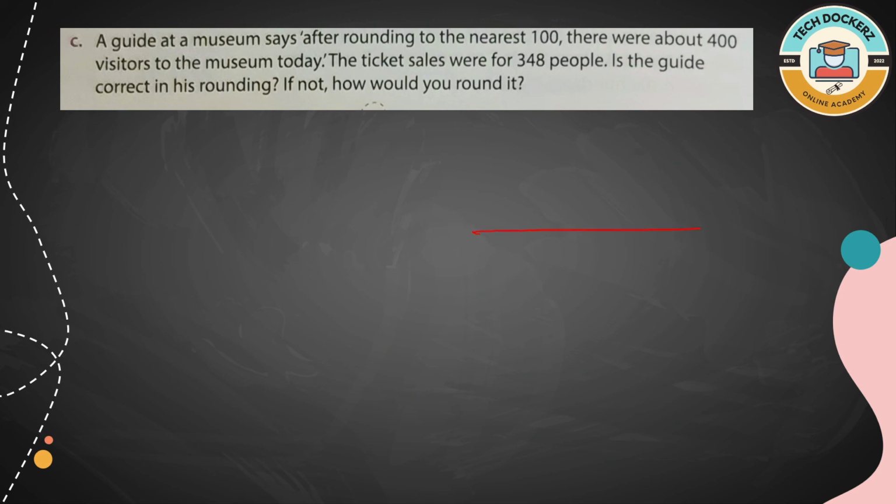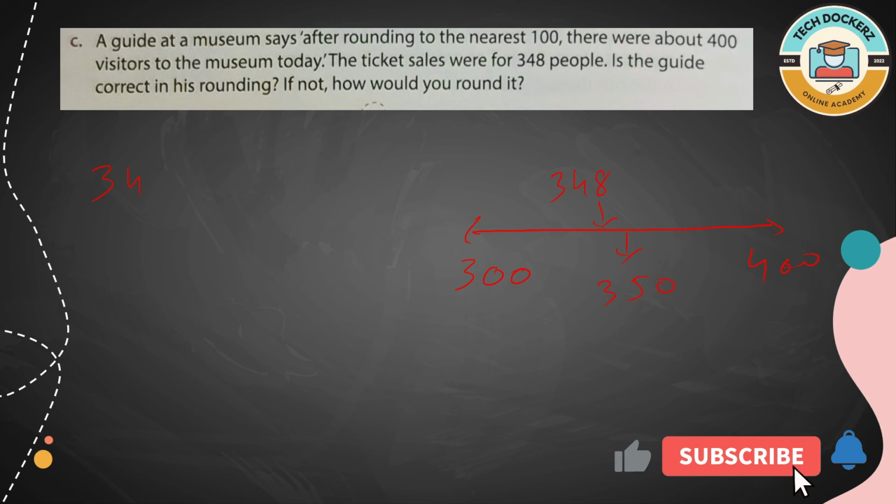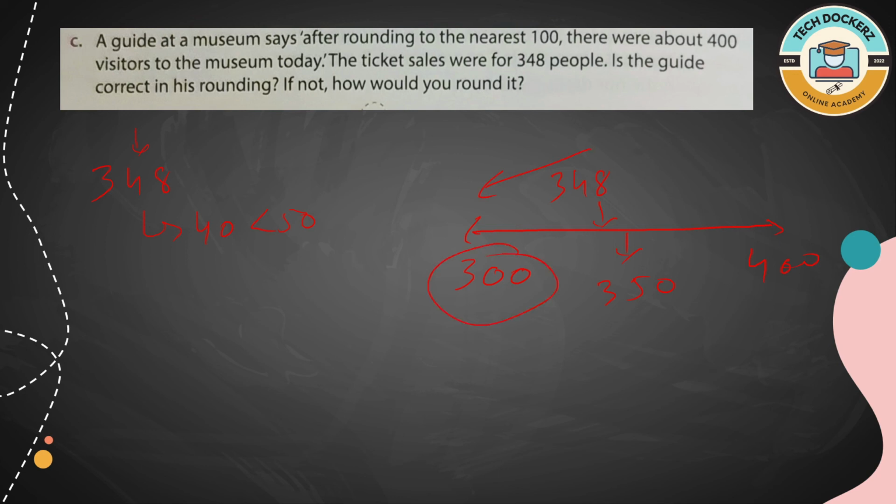So let's draw the number line here. How many visitors are we expecting today at the museum? 300 to 400. What is the midway point? 350. How many tickets were sold here? 348. If we round 348 to the nearest 100, as we learned in the previous video, if we are rounding any number to the nearest 100, it depends on the tens place. The value at the tens place is 40, which is less than 50. So 348 will round to the nearest 100, which is 300.